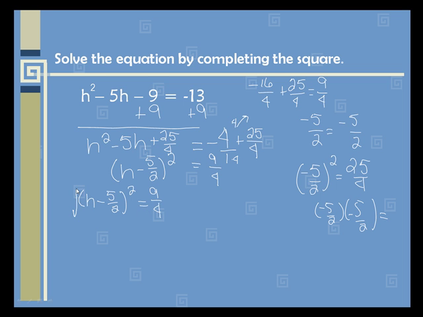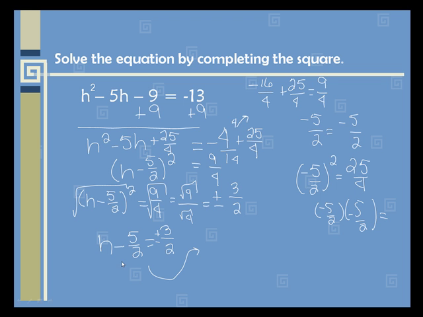Now once again, just like before, take the square root of both sides. So H minus 5/2 equals the square root of 9/4. We could say that's the square root of 9 over the square root of 4. That would equal plus or minus 3 over 2. The square root of 9 is 3. The square root of 4 is 2. Plus or minus. Okay, now we're just down to figure out the two answers.